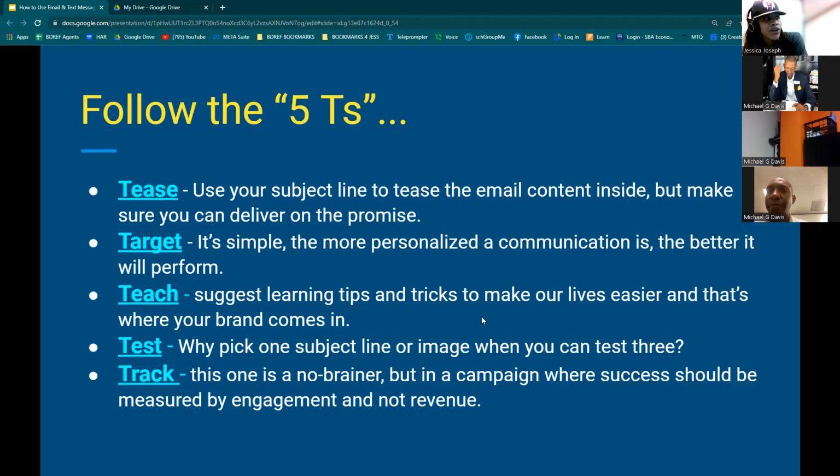All right. Teach. Suggest learning tips and tricks to make our lives easier, and that's where your brand comes in. It's like you said, the pain point. If you can offer tips and tricks catered to their pain point, especially if someone's struggling, stressed, or feeling overwhelmed, if your brand can be that solution to their feeling overwhelmed with purchasing a home, and your subject line speaks to them and is personalized to them, you're already providing a certain level of value within your subject line. Yeah, absolutely.